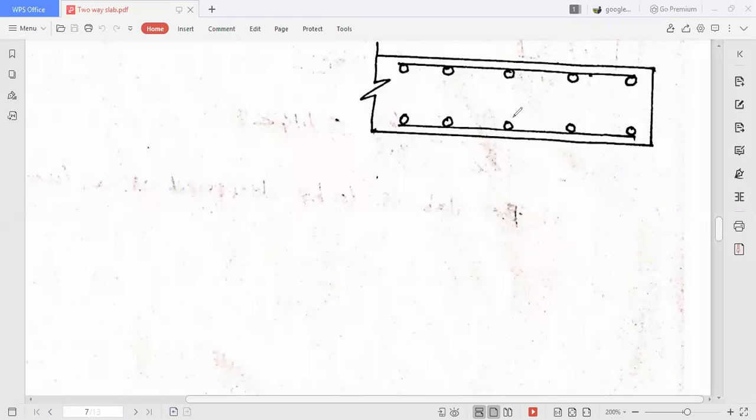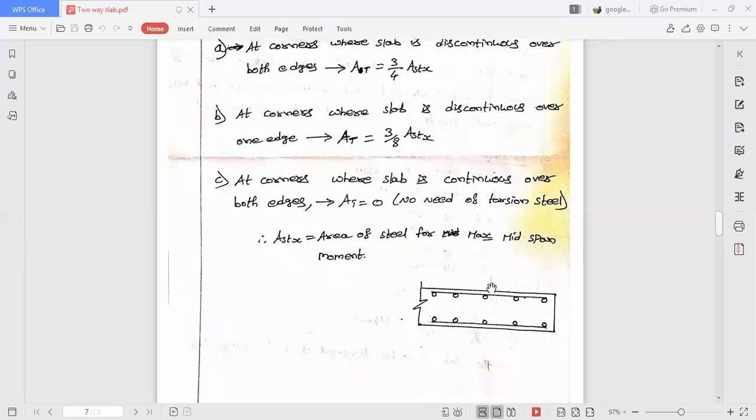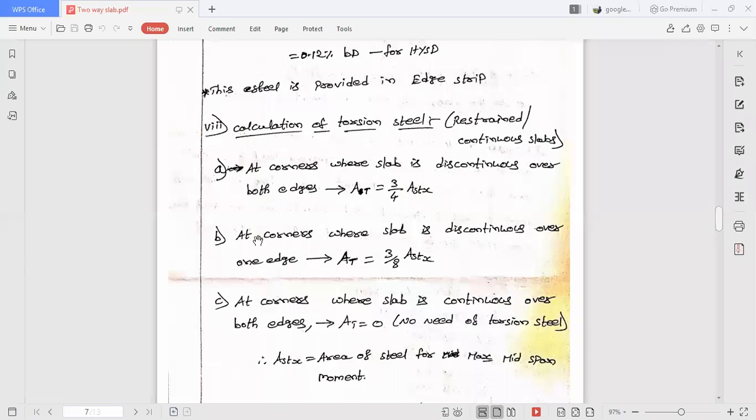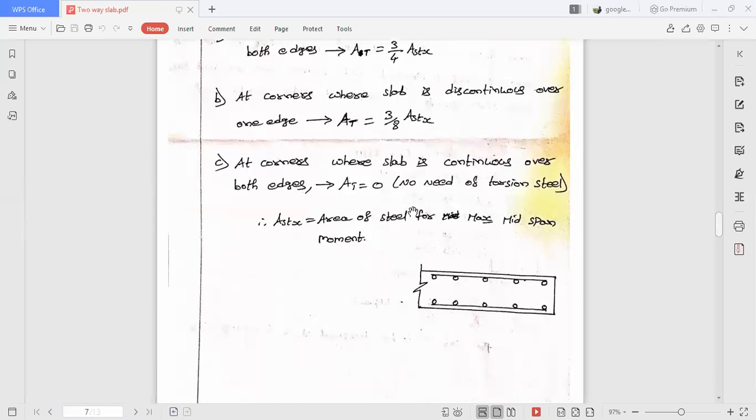Okay, this is the diagram showing only torsion steel. Okay, so torsion steel is calculated based on the end condition and the provision is in terms of 4 layers in form of a mesh. Okay, and this step is not required for simply supported slabs. Remember this, whenever you have a simply supported slab, no need to consider this particular step.